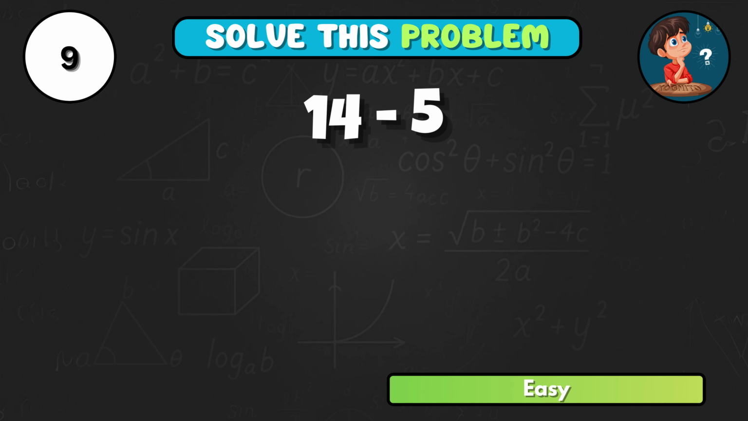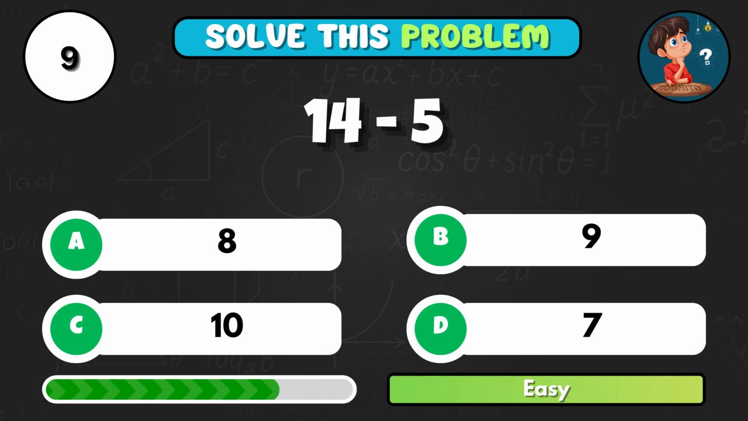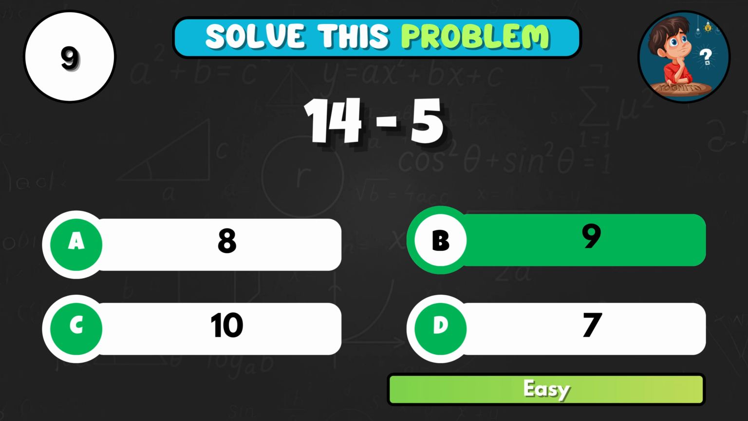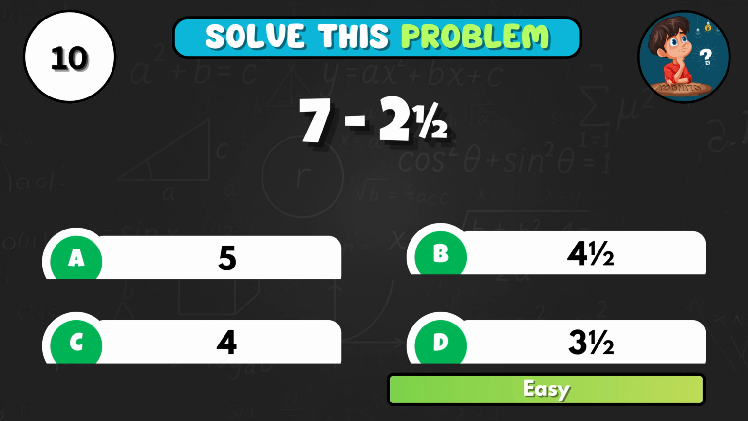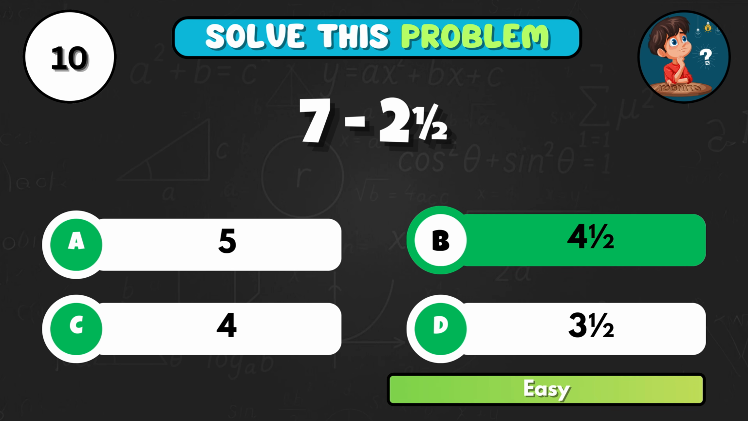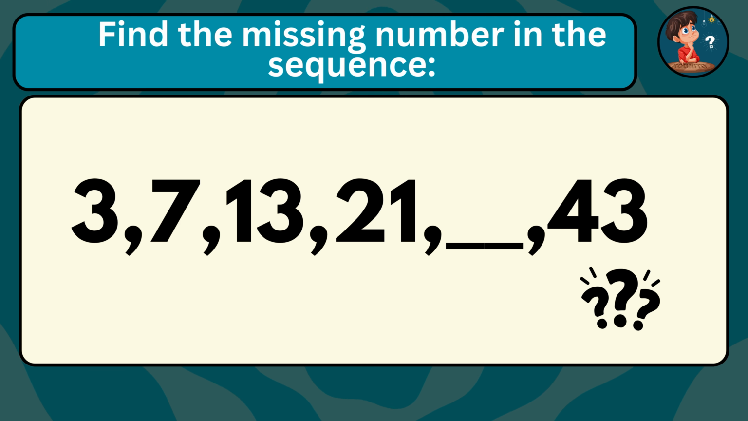Take 5 away from 14. Option B is correct. The result is 9. What is 7 minus 2.5? The right choice is B. That's 4.5. Find the missing number in the sequence.